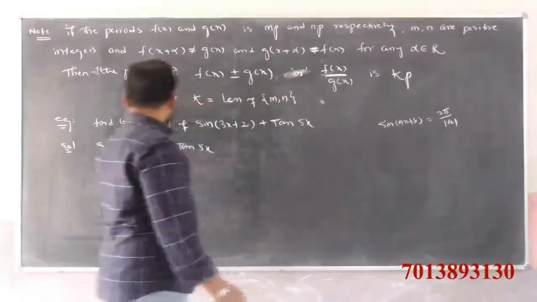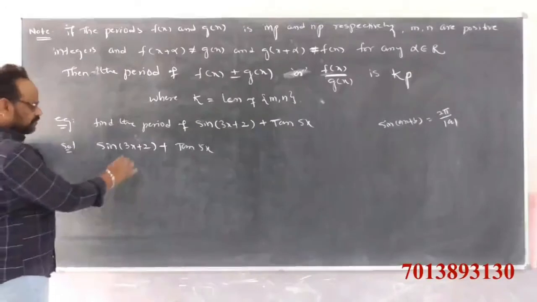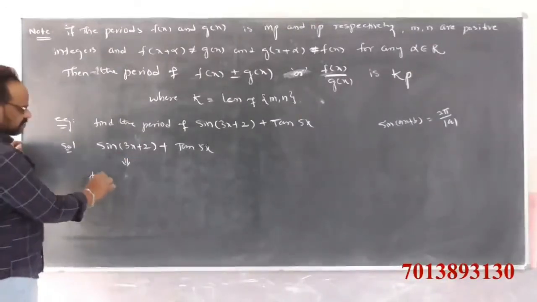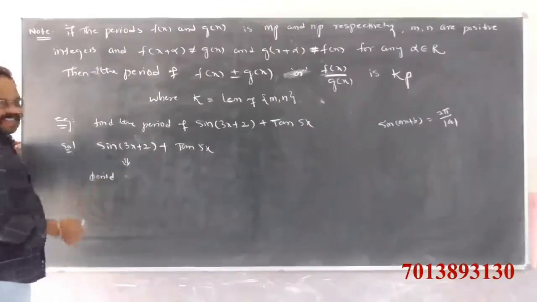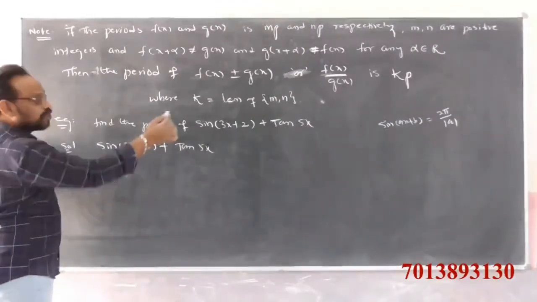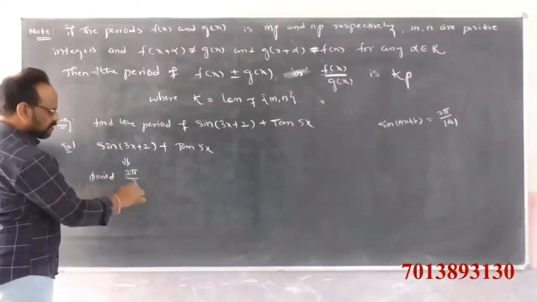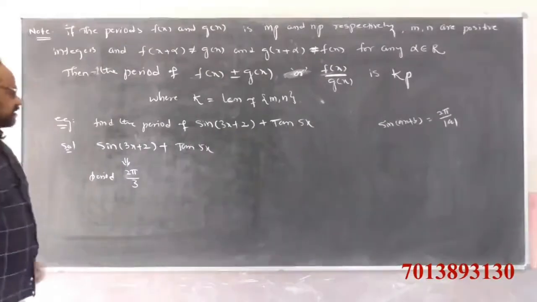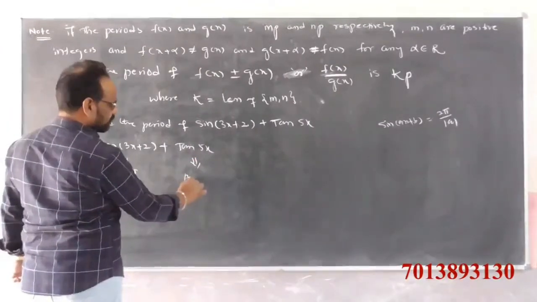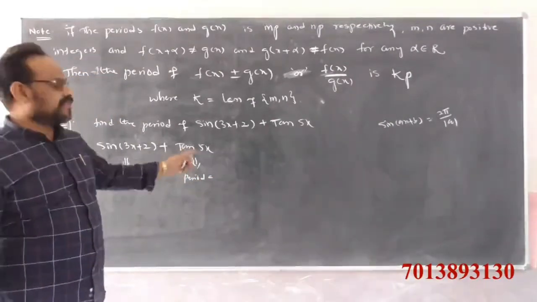So the period of sin 3x plus 2 is clearly 2 pi by mod a, that is 2 pi by 3. Now the period of tan 5x.